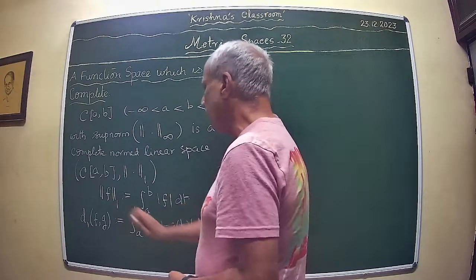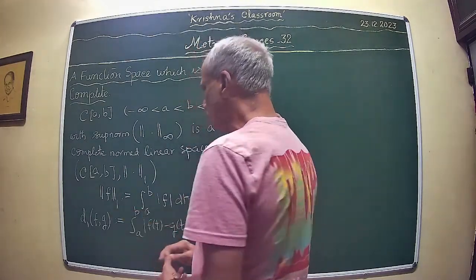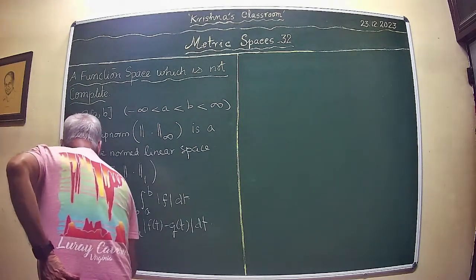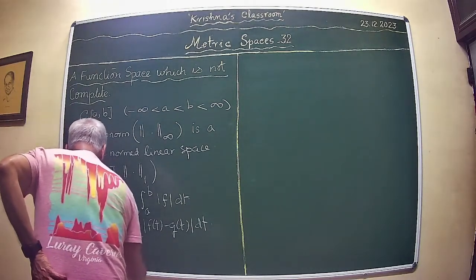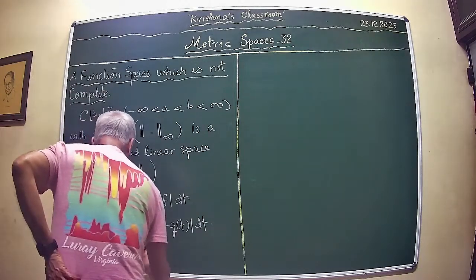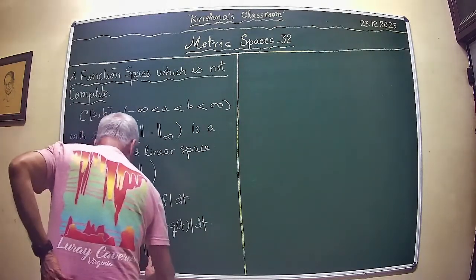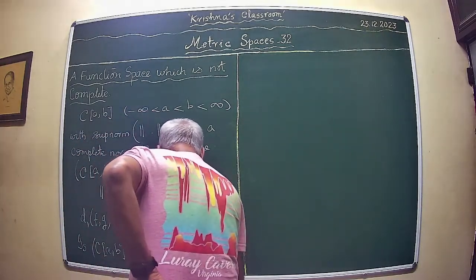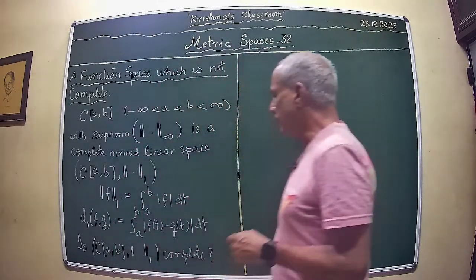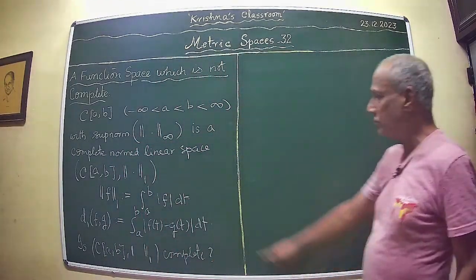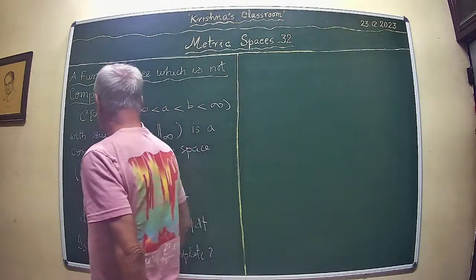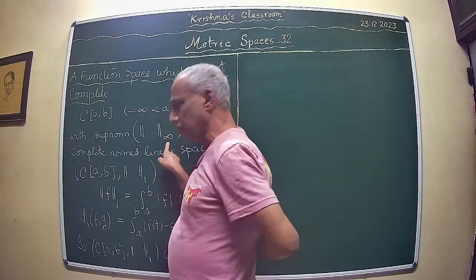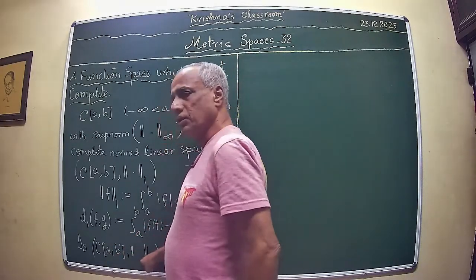Now what is the status of this space? Is C[a,b] also complete? Now we shall prove that this is not complete, although this is a normed linear space. So we have C[a,b] with the norm infinity is complete, whereas C[a,b] with the norm 1 is not complete.